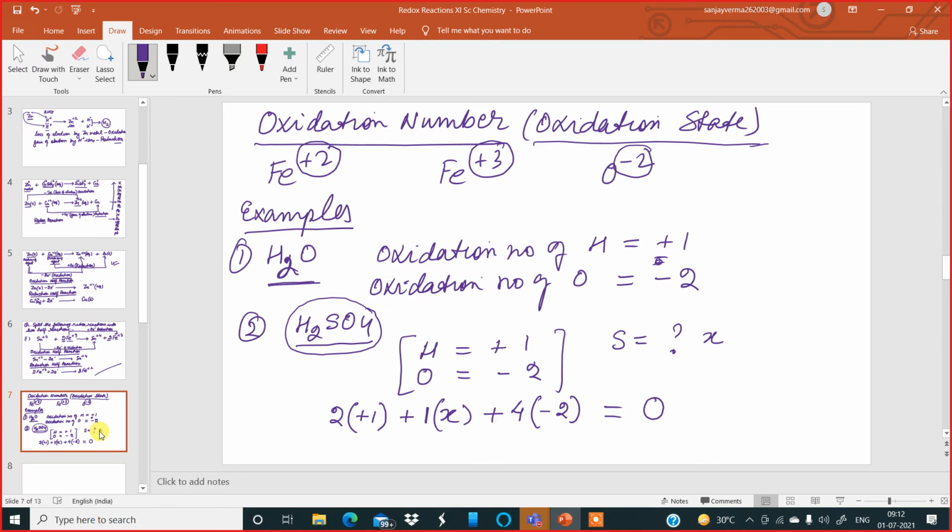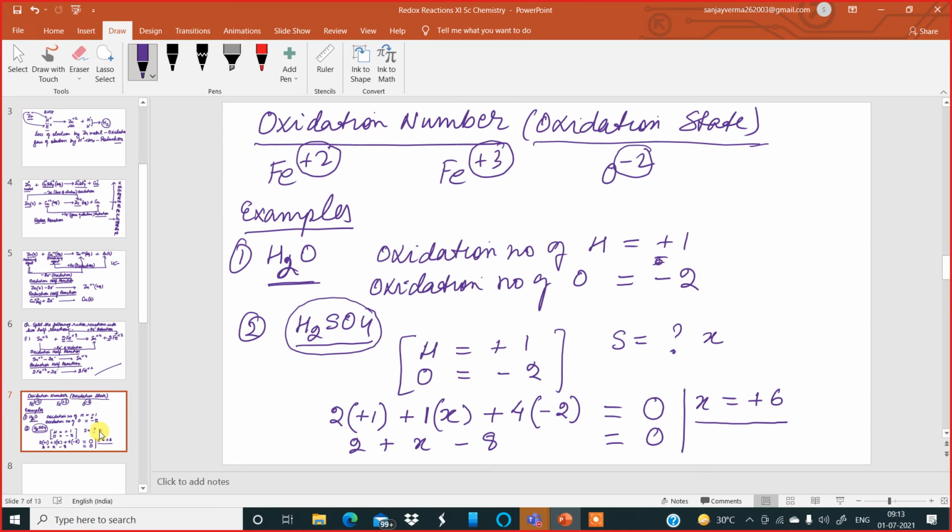Now this can be simplified very easily. 2 plus x, 4 times minus 2 is minus 8, that is equal to 0. So x is equal to, minus 8 goes to that side. Minus 8 plus 2 gives minus 6, and that goes to the other side, so minus 6 becomes plus 6. So the oxidation number of sulfur we are getting is plus 6. Are you getting it, all of you?